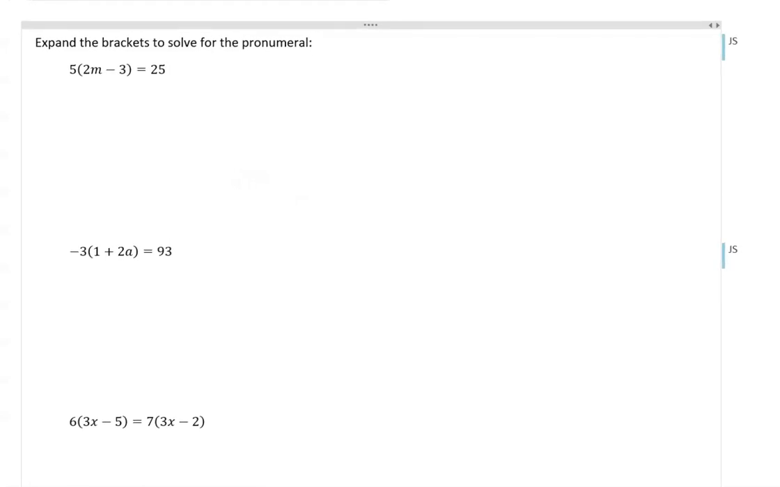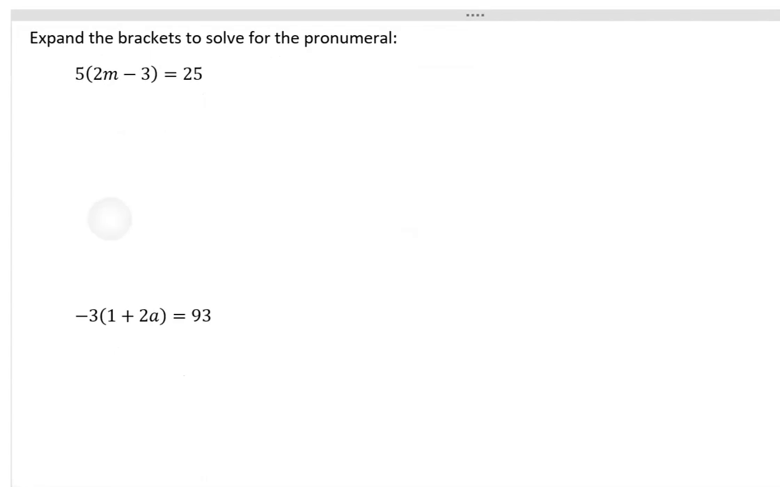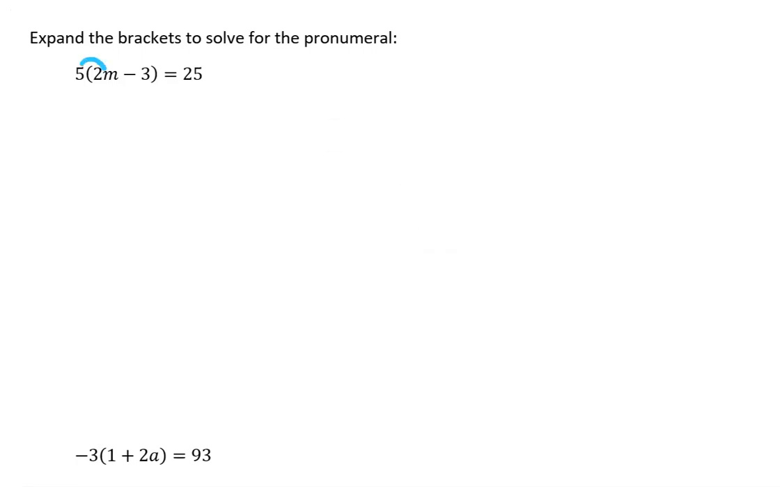5 outside of 2m minus 3 is equal to 25. So I'm going to start off by expanding the brackets. Now, what that means is we're going to times everything inside the brackets by the number 5. So we're going to go 5 times 2m and 5 times minus 3. 5 times 2m gives me 10m, and 5 times minus 3 gives me minus 15. And that is equal to 25.